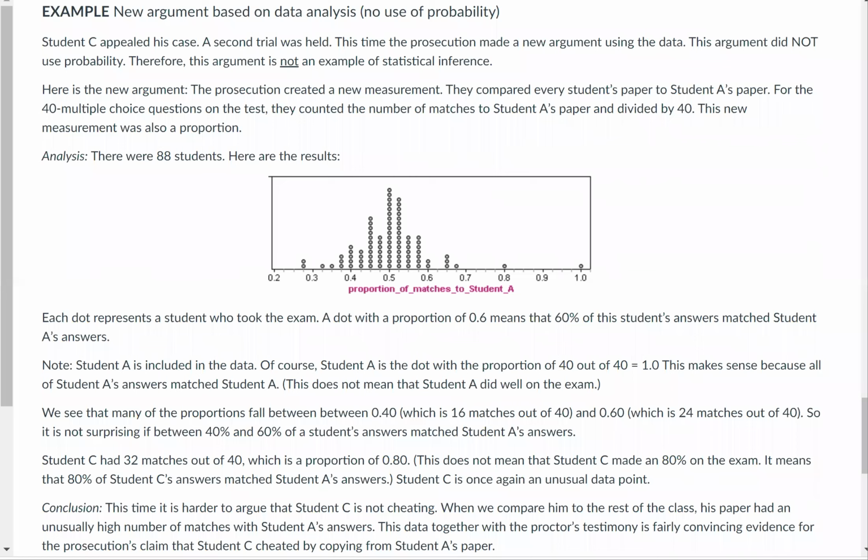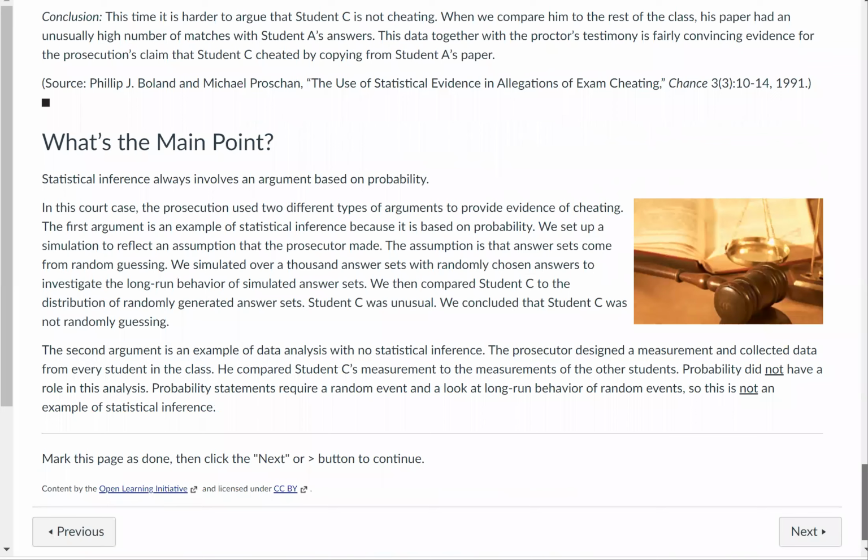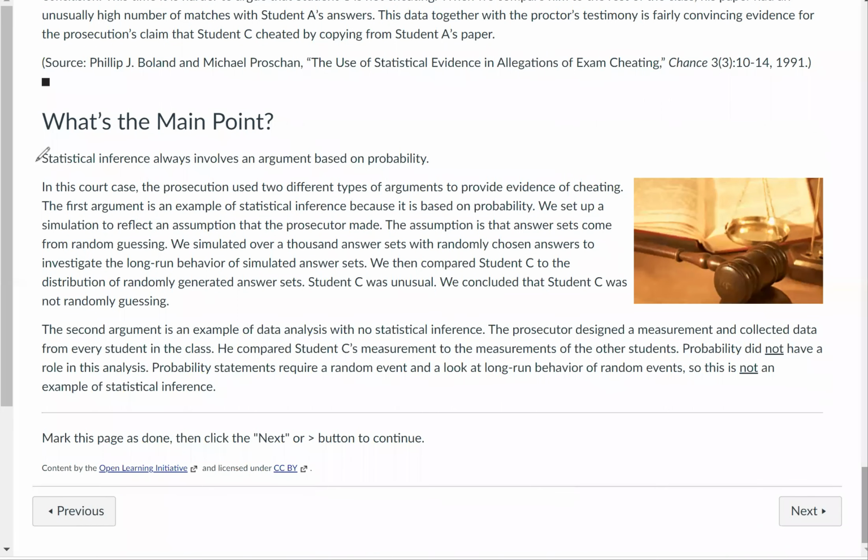Let's see, what else? Now let's look at the main point. Statistical inference always involves an argument based on probability. In this court case, the prosecution used two different types of arguments to provide evidence of cheating.